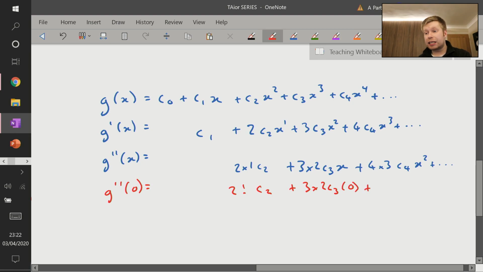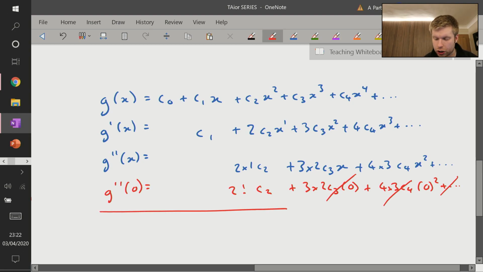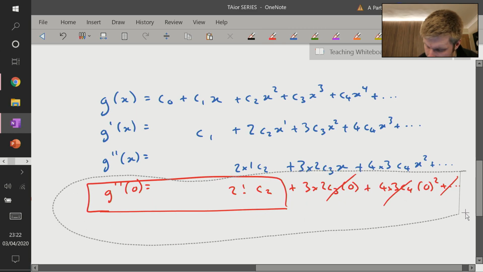So if I stick in x equals 0, all of the other terms will just effectively become 0. So that's going to disappear, that's going to disappear, and that's going to disappear. In other words, what I'm saying is that the second derivative of my function is just going to be equal to 2 factorial times c2.